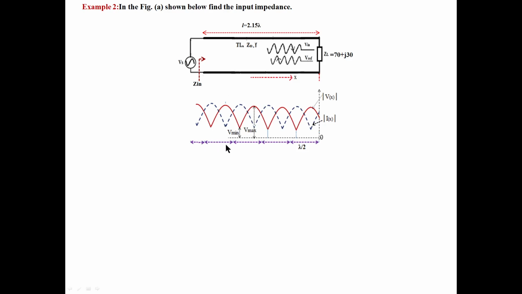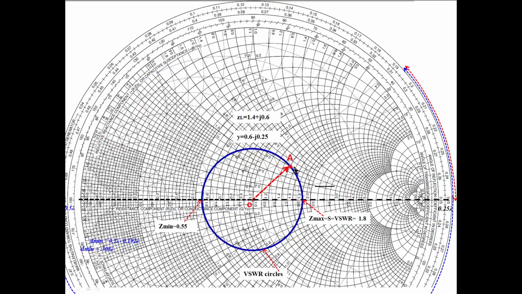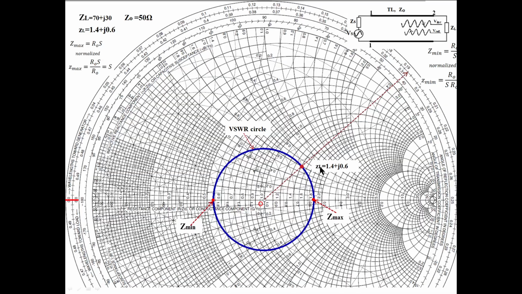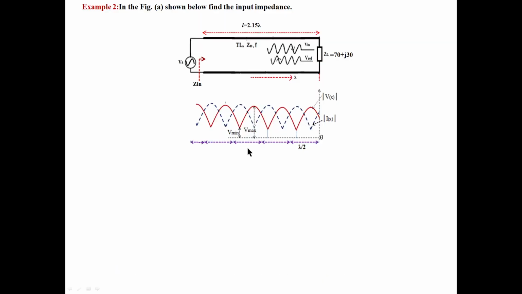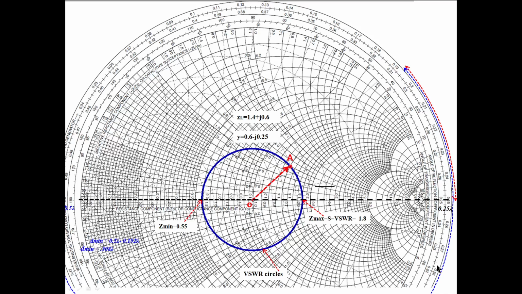How much do you have to do? 0.15 means it is 15 divisions. Starting from here, you move 15 divisions, because each division here is 0.01 lambda. Starting from here, if you go 15 divisions, we will be coming to the input side, the input of this. There we have to measure the input impedance over the line.